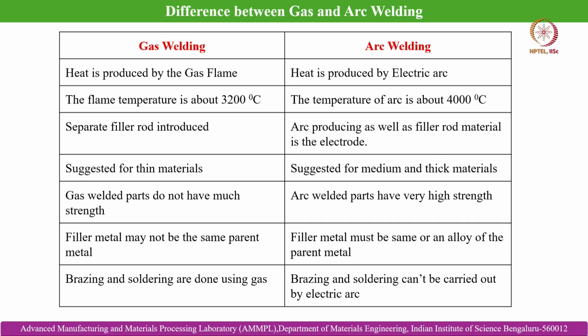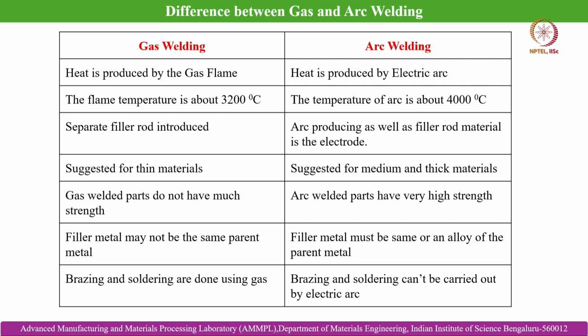So here is some comparison between gas welding and arc welding. In gas welding, as we have learned, the heat is produced by the burning of gas, by a gas flame, and in arc welding, the heat is produced by the electric arc, and there is a significant difference in the maximum temperature that can be generated. In gas welding, it is approximately 3000 degrees centigrade, whereas it is beyond 4000 degrees centigrade in arc welding. In gas welding, a separate filler rod is needed, but in arc welding, a separate filler rod may or may not be needed depending upon the particular welding technique.